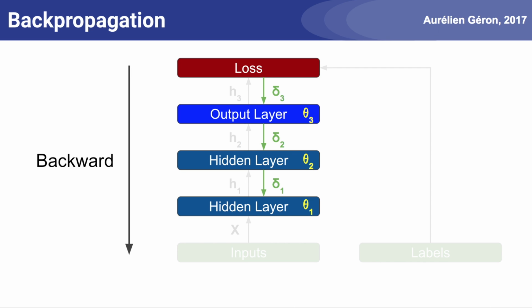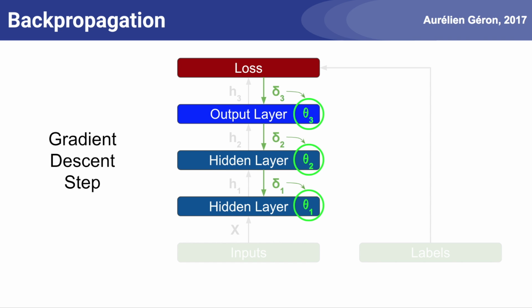Then the backward phase. The algorithm first computes delta 3, which are the gradients of the loss with regards to h3. Then these gradients are propagated backwards through the network until we reach the first hidden layer. The final step of backpropagation uses the gradients we have just computed to tweak the parameters in the direction that will reduce the loss. This is the gradient descent step. Okay, that's it for backpropagation.